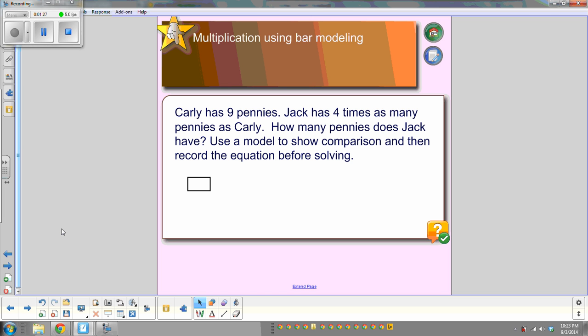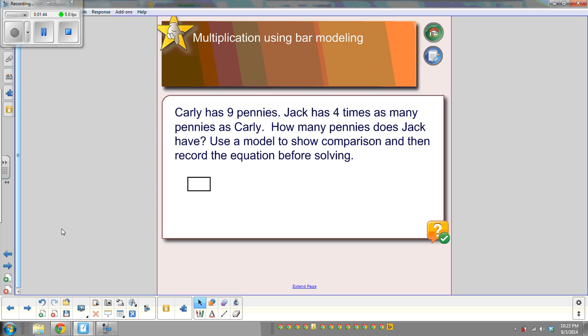All right, we're going to be using modeling, bar modeling, to show multiplication comparisons in this lesson. I showed you a little bit about bar modeling last chapter. We didn't get to play with it too much in what we were doing, but we're going to be able to use it a lot more now.